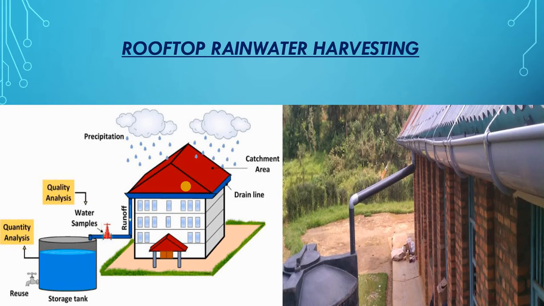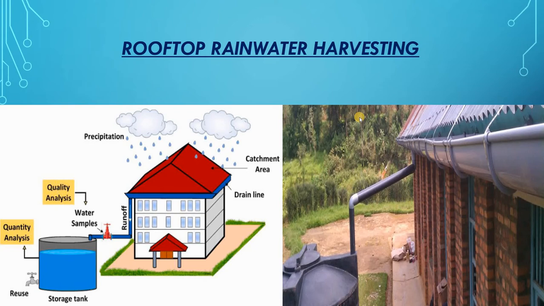Now, rooftop rainwater harvesting can be done for two purposes. What are they? Collecting rainwater falling on the roof and storing it in big tanks for later use, or collecting rainwater falling on the roof and making it percolate into the ground to recharge groundwater. Now, in the first method, what happens?